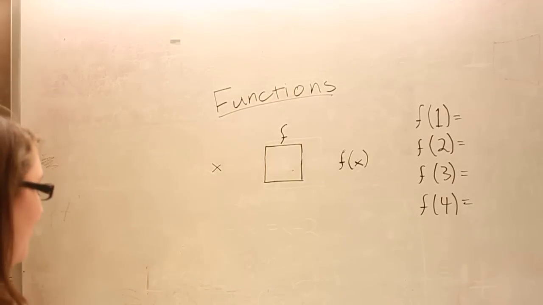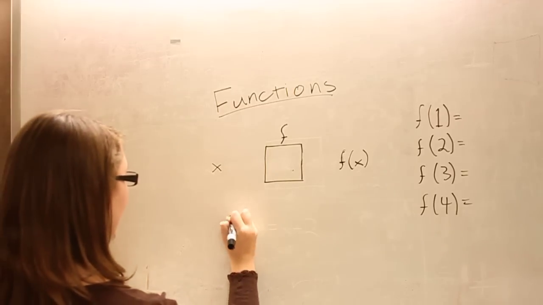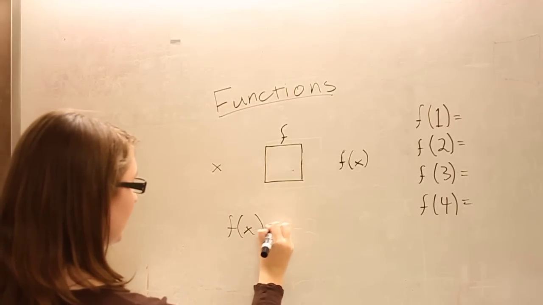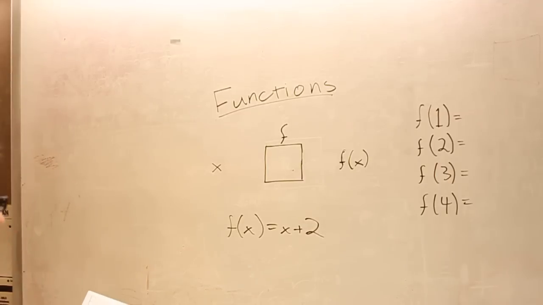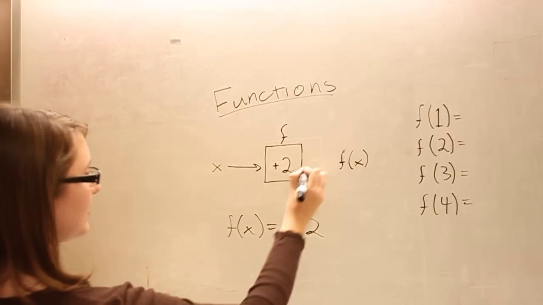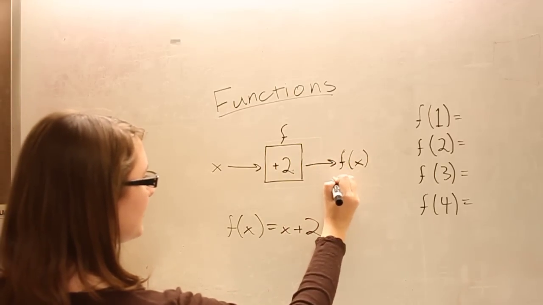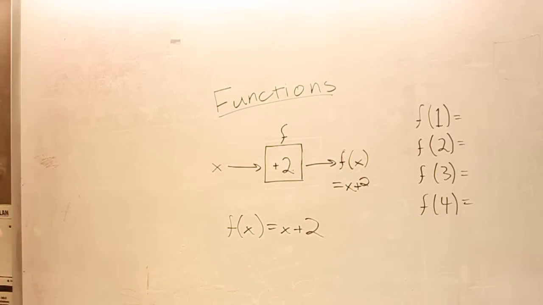A common explanation for functions is that they're machines. This works for most functions. Say f of x equals x plus 2. Then you can call the function a plus 2 machine. So x goes in, adds 2, and comes out as f of x equals x plus 2. This is a good way to begin understanding functions, and most functions work like this.